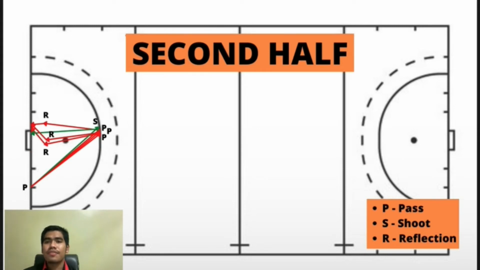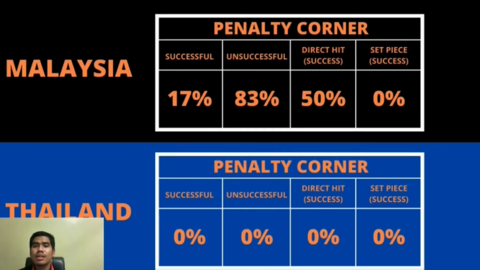During the second half, Malaysia got 4 penalty corners. So 3 out of the 4 penalty corners were unsuccessful, and the 3 unsuccessful penalty corners were through the set piece, while the other one, a direct hit penalty corner, caused Malaysia to gain a goal and was classified as successful. Next is the table of the conversion rate of the penalty corner between Malaysia and Thailand.